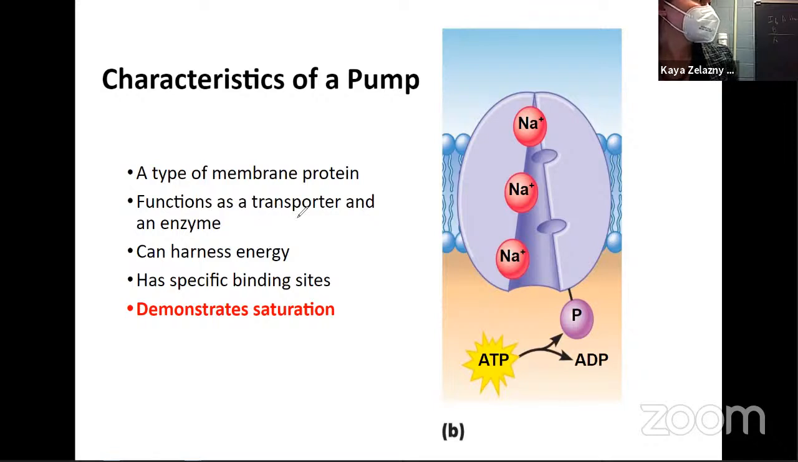Now, because it acts as a transporter, so it's kind of a carrier protein, this means it has binding sites. So here we can see in our sodium potassium pump, it actually has three binding sites for sodium. We see three spots for sodium right here, and those three spots for sodium are pointed towards the inside of our cell. So once we'd have those three sodium bound in, this individual pump would be saturated. These two spots are actually where our potassium would go. So we couldn't fit any more sodium into this individual pump.